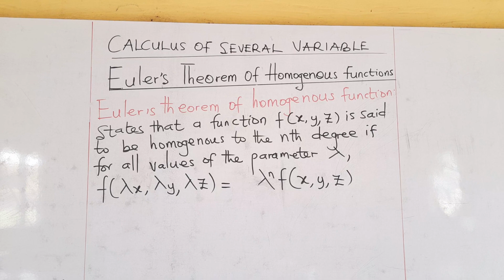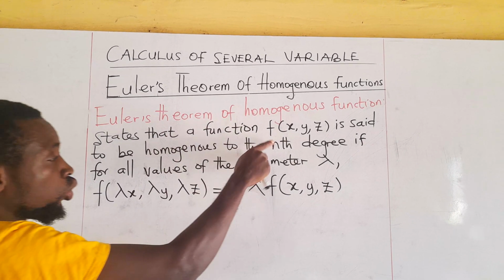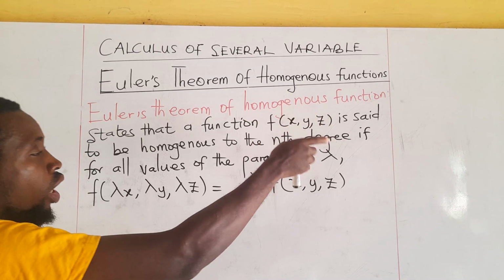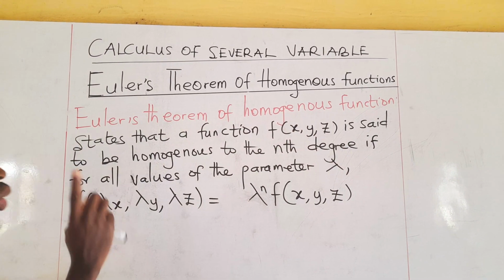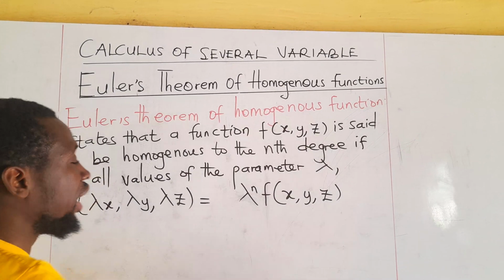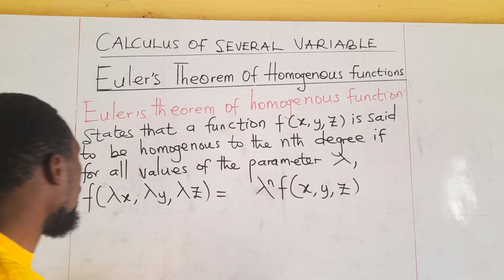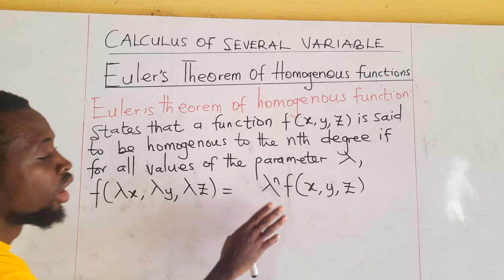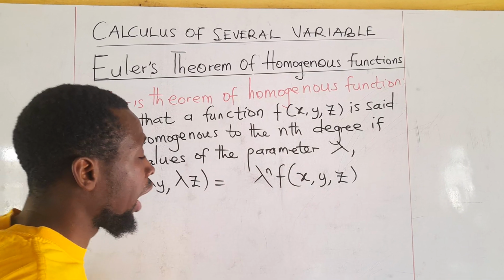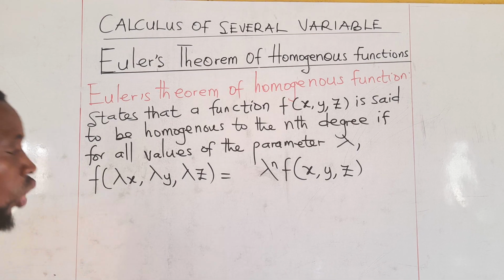So, Euler's theory of homogeneous functions states that a function which is dependent on two or more variables, so this function dependent on x, y, z, is said to be homogeneous to the nth degree if for all values of the parameter lambda, f of lambda x, comma, lambda y, comma, lambda z, is equal to lambda exponent n f of x, y, and z. So this is what it states.